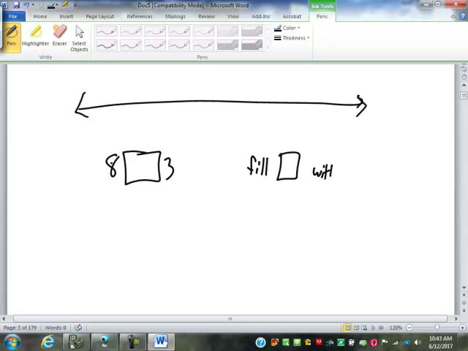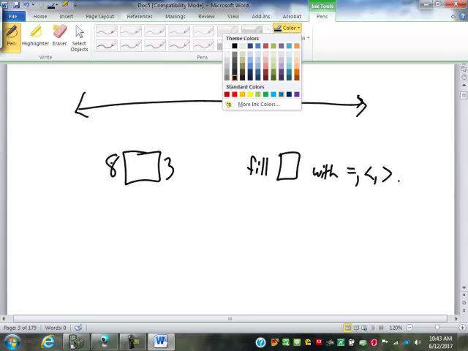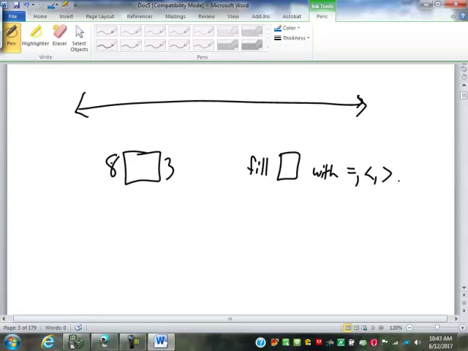Fill the box with equals, less than, greater than, and so on, right? What this is really asking is, here's the 8, and the 3 is somewhere here. What direction do we have to go? Or the 8 is on what side of the 3? That side.